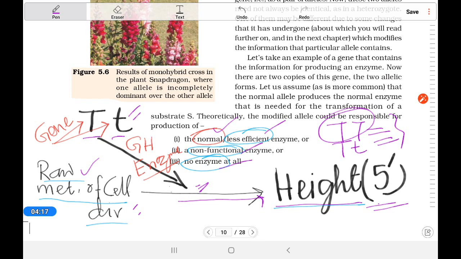If this gene is absent, if both small t genes are there, then due to less efficient production, non-functional, no enzyme at all, the height will be reduced to 3 feet or less. So when both are recessive genes, the enzyme will not be produced. That is why the height will reduce. But if at least one is there, then the height may be there and normal. So that is the concept of dominance.